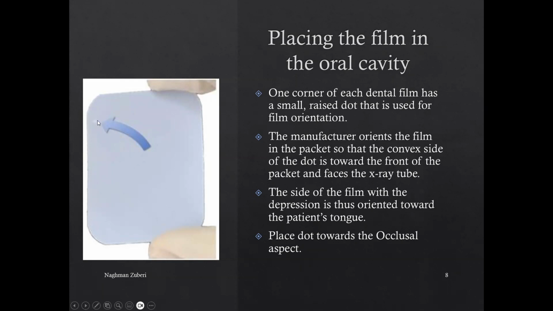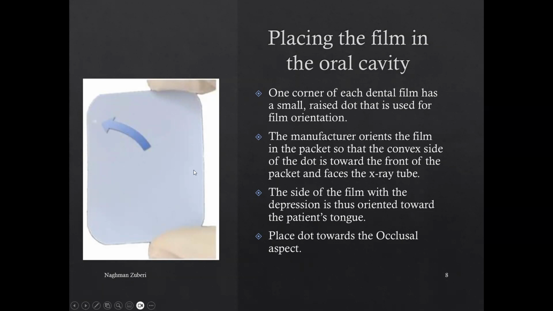or whatever you call it, the convex surface. It should be facing you. It should be facing the X-ray machine, and the deep portion would be towards the tongue of the patient. Remember this. And it should be on the occlusal surface. Like if you are using it on the lower side, again it will be on the occlusal surface. If you are using it on the upper arch, then it will be towards the occlusal aspect.